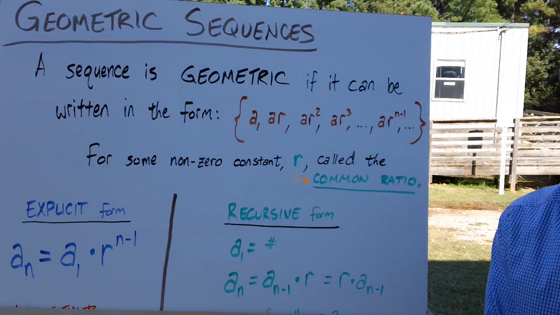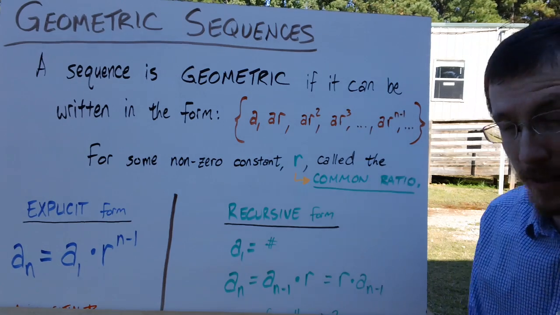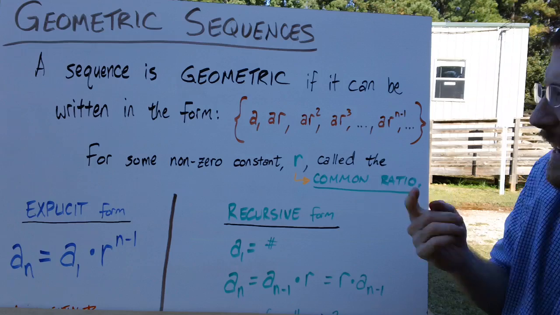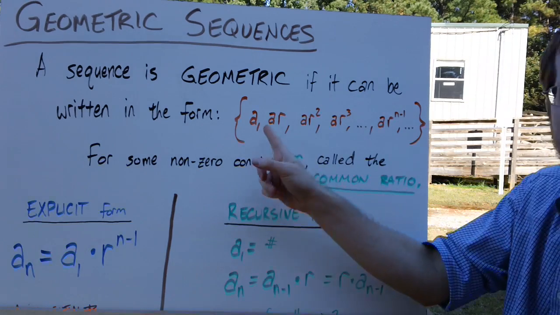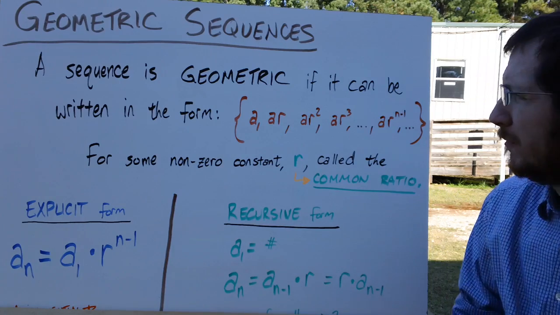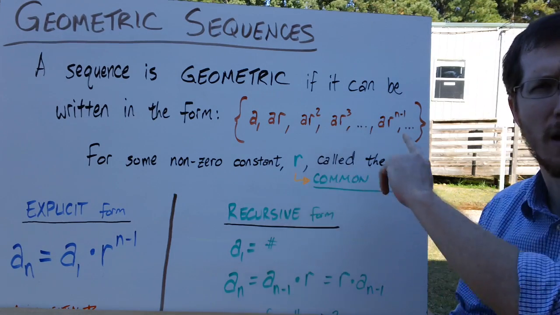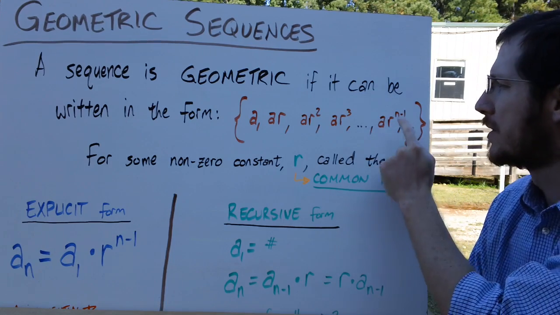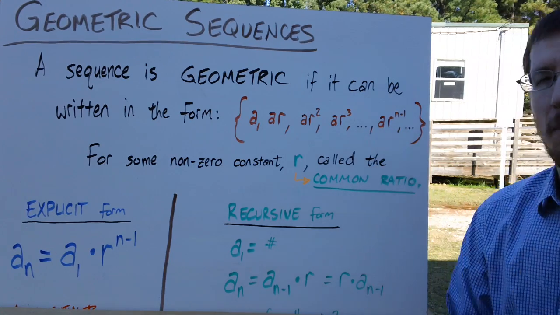Alright, in this lesson we're going to be talking about geometric sequences. A sequence is geometric if it can be written in this form, where our initial term is a and our second term is a times some value r, and then we've got ar squared, ar cubed, and so on. So any term can be written a times r to the n minus 1 power.